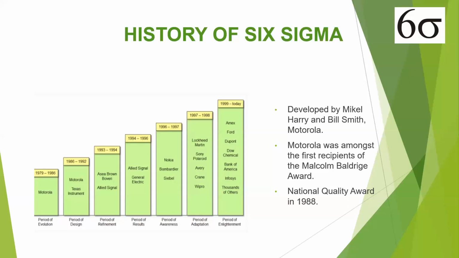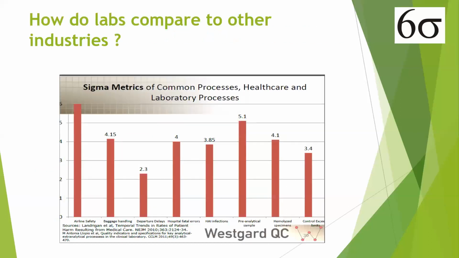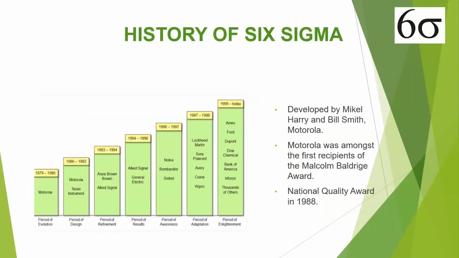That is the historical aspect of how Six Sigma started in 1979, underwent a period of evolution, then a period of design, a period of refinement, and then there were results and more awareness, adaptation, and then there was enlightenment. And now you have so many courses, so many workshops on Six Sigma. You have yellow belt, green belt, black belt, champion, and so on. It's a big thing.